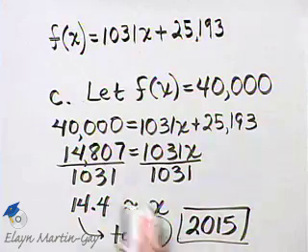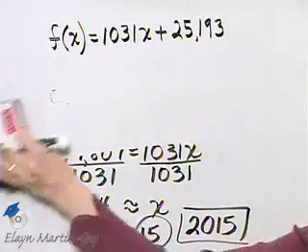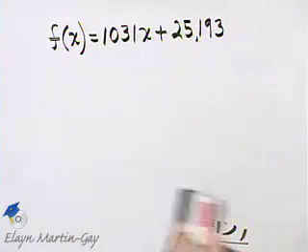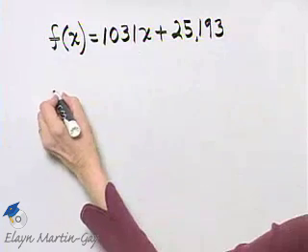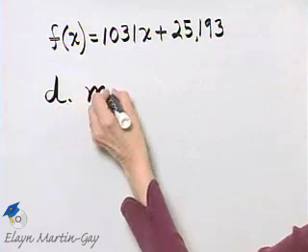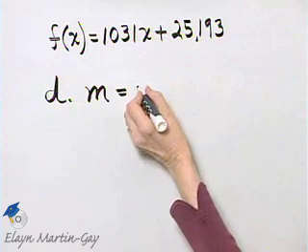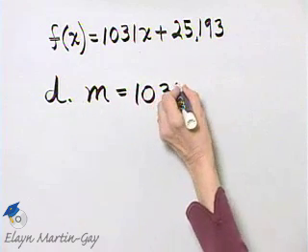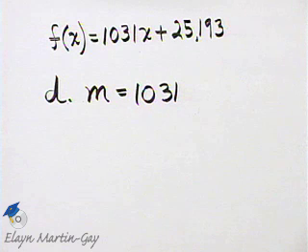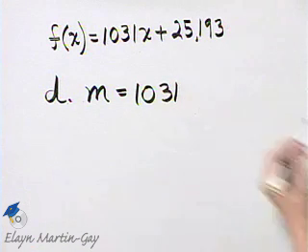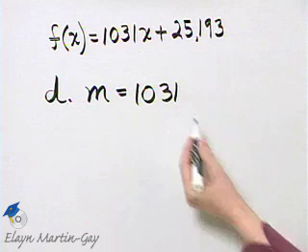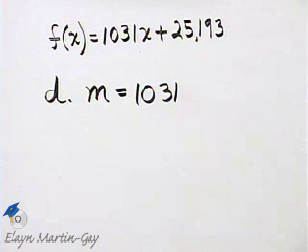Find and interpret the slope of this function. First of all, what is the slope? The slope, this is written in slope-intercept form. The slope is the coefficient of x, which is 1,031. What does the slope mean in this application? It means that the yearly earnings for high school graduates increases by this much per year. Remember, this is a rate of change.